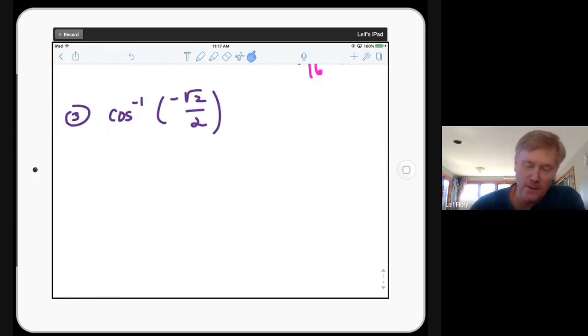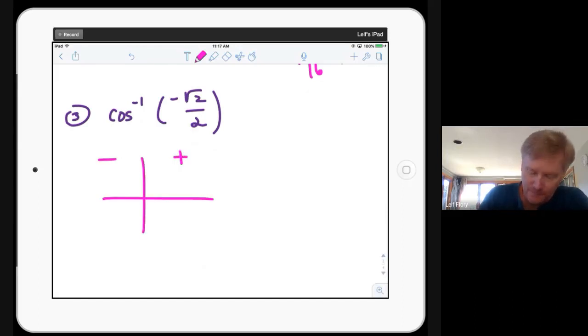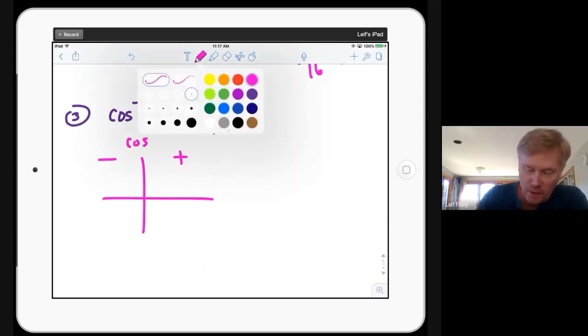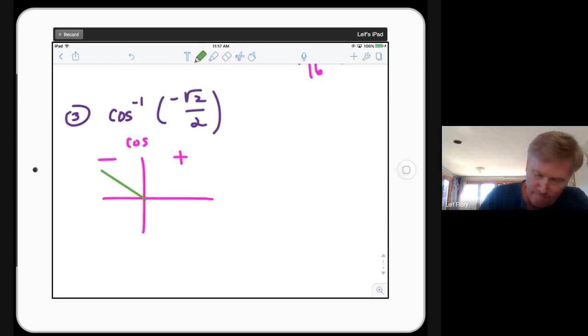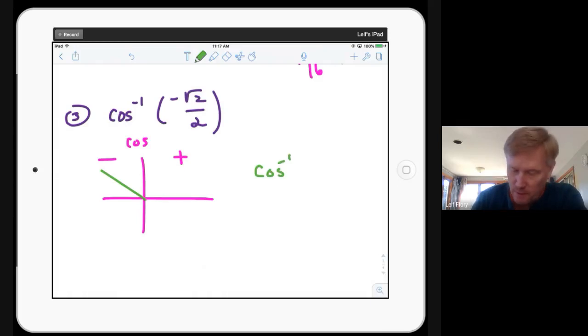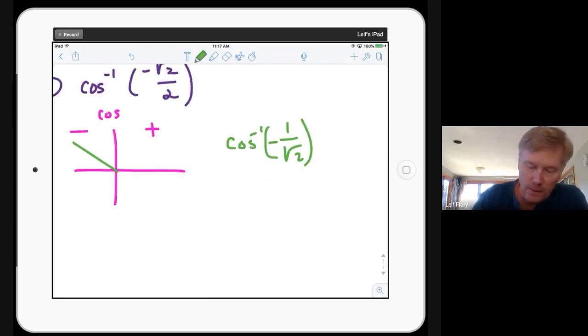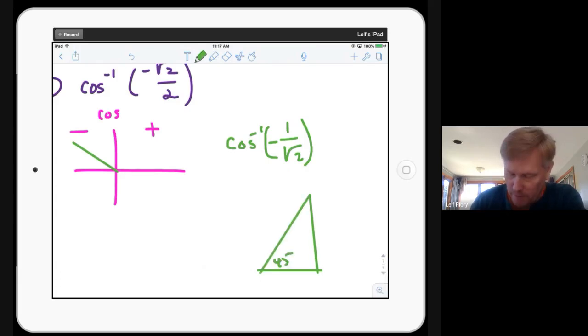Okay, this one. Cosine is negative. Once again, here's the cosine. So I'm going to be in the second quadrant. Now they rationalize that denominator again, right? So this is the same thing as the inverse cosine of 1 over the square root of 2, and that's negative. So if I go to my 2 triangles, this one's going to be on the 45, 45, 90.